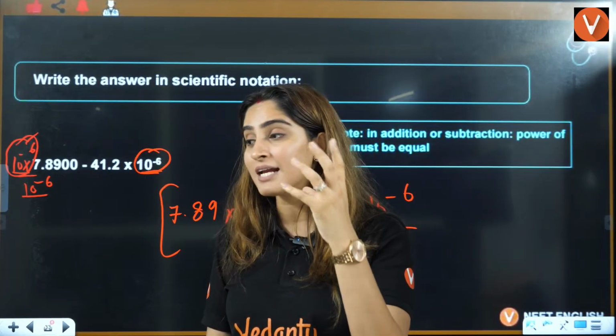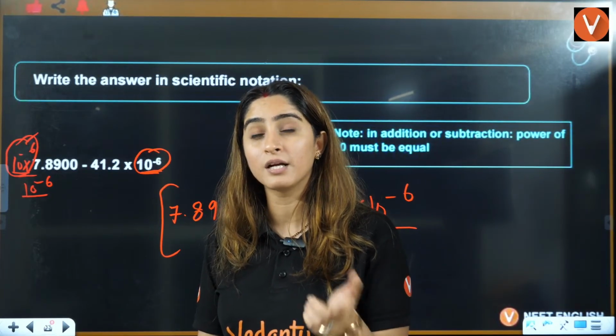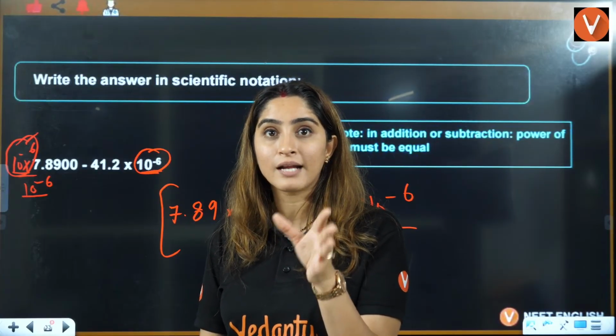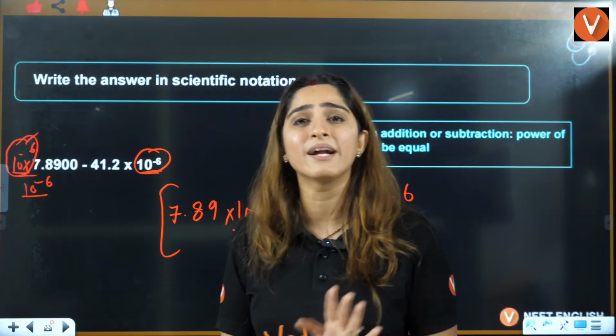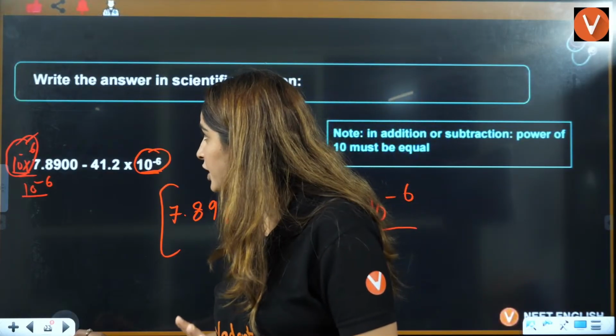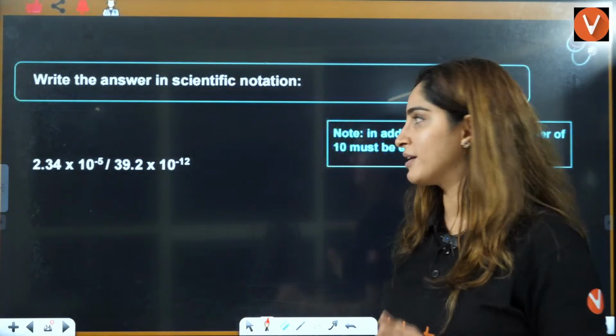Firstly, try to understand how the teacher is thinking about the numerical. Try to understand the way they are thinking about the question. Then do it the same way, replicate that, and you will have your own way of understanding.